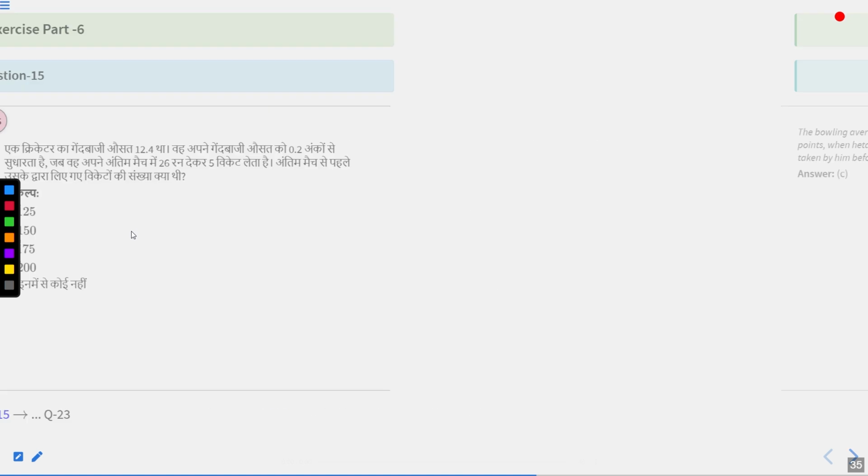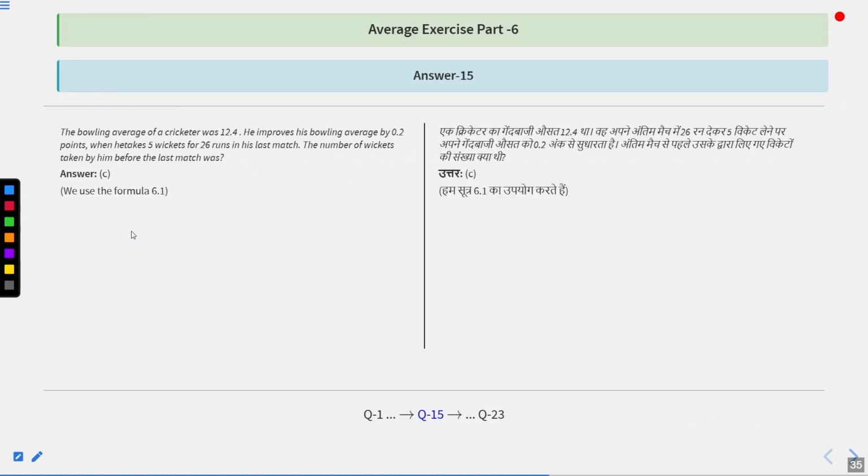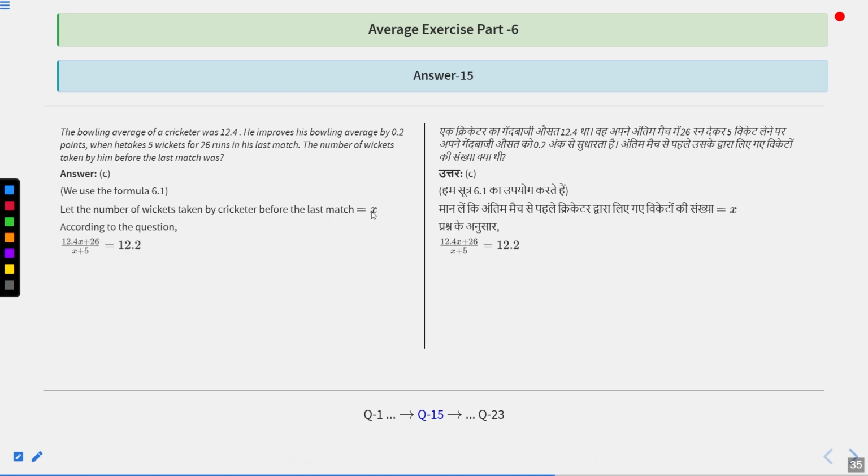Now time's up. Let's see the solution. We use the formula 6.1. Let the number of wickets taken by the cricketer before the last match be X. Now according to the question, the average is 12.4 and wickets taken are X, so the total will be 12.4 into X plus, in the last match, he gave 26 runs. So we can add it.